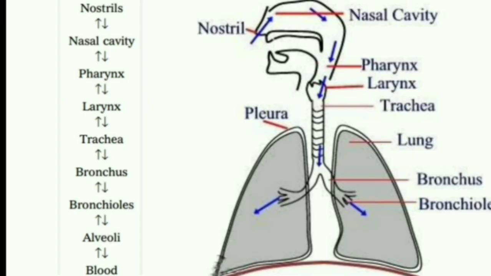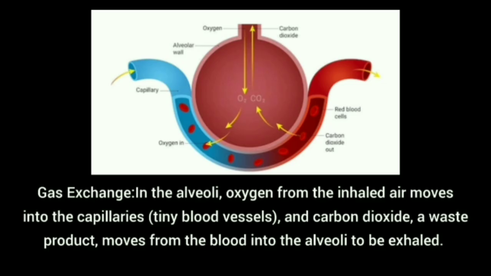First, the air enters the nasal cavity through the nostrils. Then the air moves to the pharynx, larynx, trachea, then bronchi and bronchioles. Then it enters the alveoli. There, gas exchange will happen.